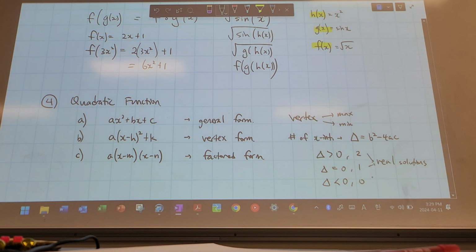Of course, we'll see later that we actually have 2 solutions all the way around, but sometimes we have real or non-real solutions. But in this case, 2 real solutions, 1 real solution, and 0 real solutions.